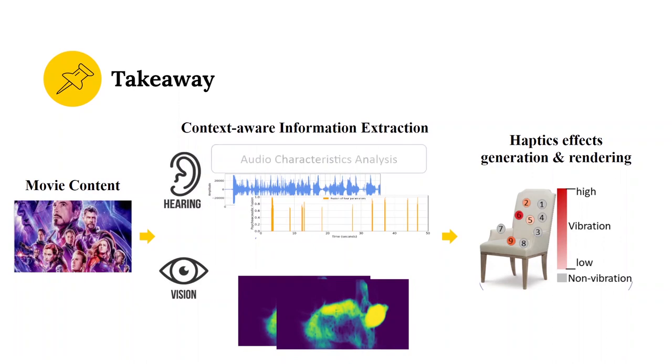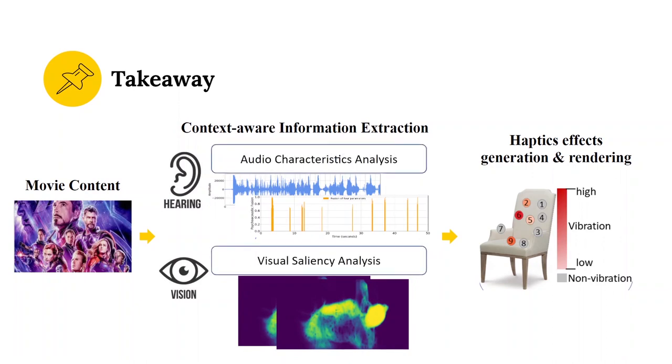Here's our takeaway: we implemented an automatic haptic effect authoring algorithm, which utilizes both audio and video cues and generates congruent spatio-temporal haptic effects to the movie scene to enhance the user's movie watching experience.